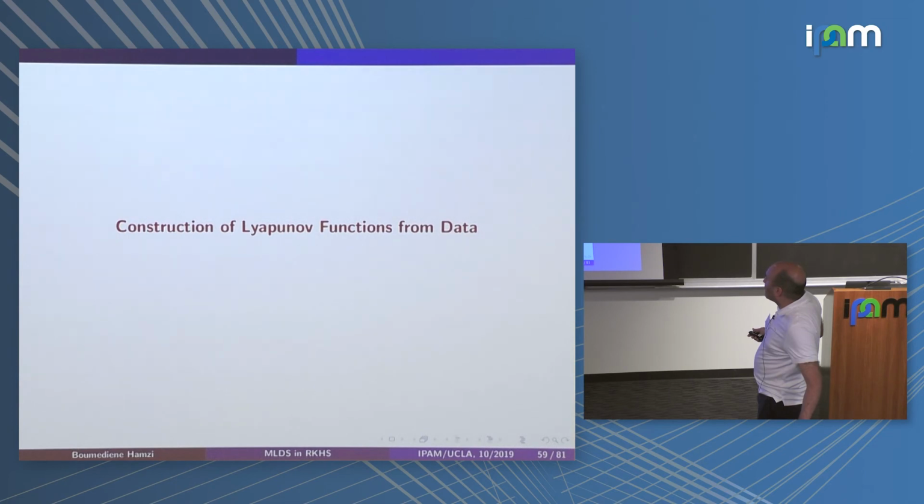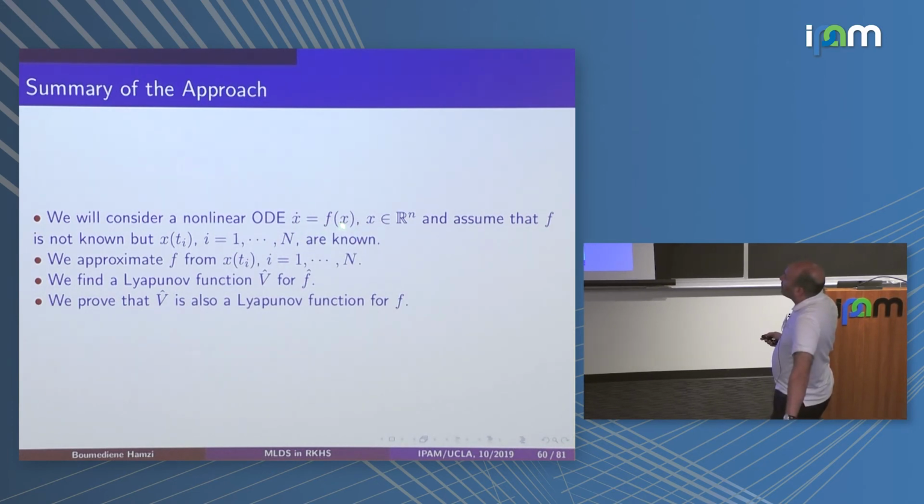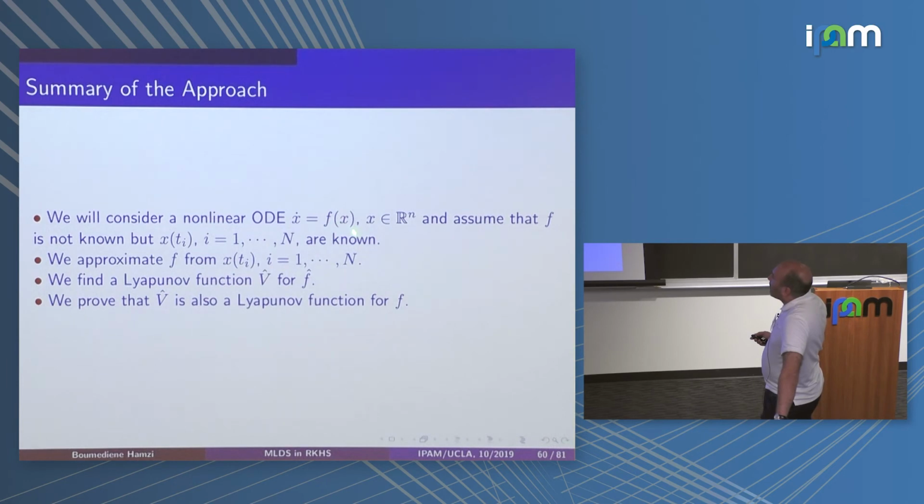The other part is the construction of Lyapunov functions from data. So the approach is that we are going to consider a nonlinear ODE, x dot is equal to f of x. We assume that f is not known, but we have samples. We approximate f from x of ti. So in the two previous problems, we adopted this philosophy of RKHS as linearizing spaces.